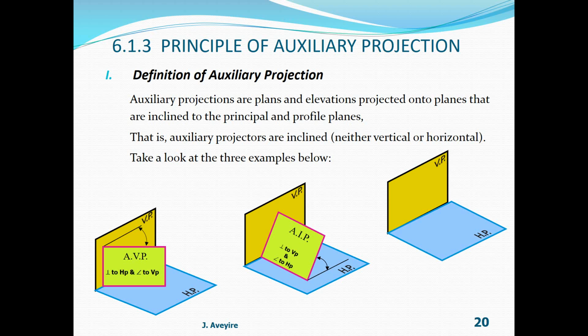Third example, an auxiliary plane is introduced. This plane is inclined to both the vertical plane and the horizontal plane. That is the general case of auxiliary projections.